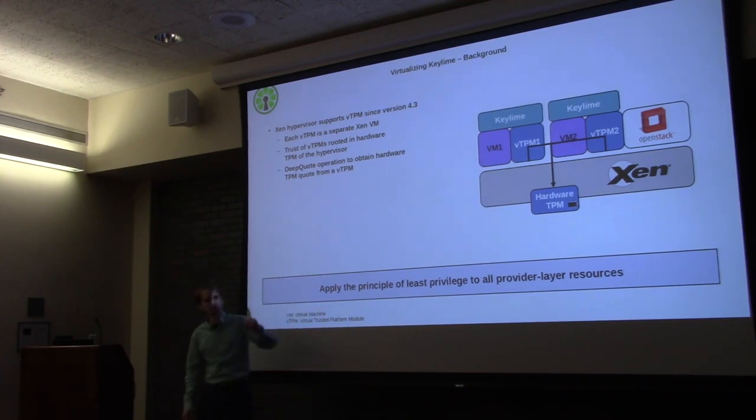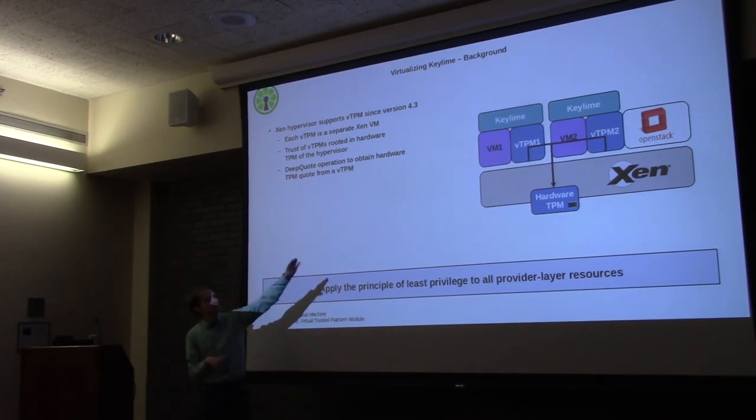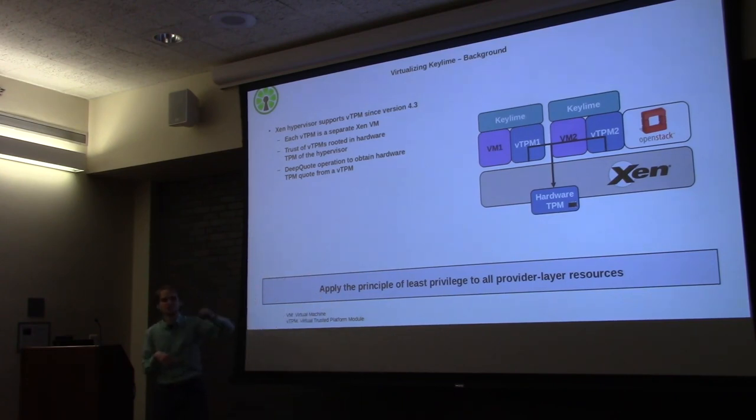Essentially, just to run down how this works, it's a little bit more complicated, as you might imagine, because now we have multiple layers. We have the Xen hypervisor, which is rooted in trust in that hardware TPM. Each virtual machine running in the Xen hypervisor is going to be given its own software-based virtual TPM, and I believe this is just the IBM software emulator. As you might imagine, this itself isn't necessarily trustworthy because you could tamper with the software image. So we need a way to verify the integrity of that software TPM.